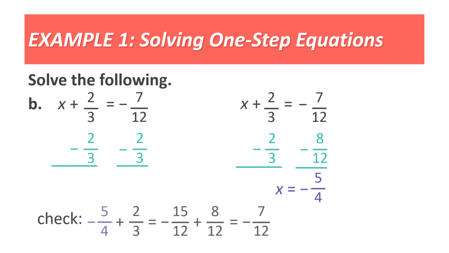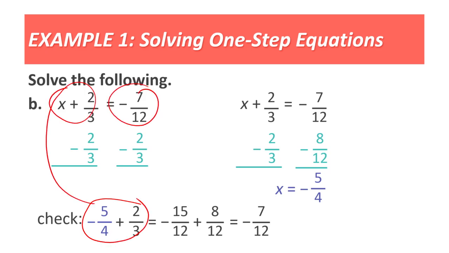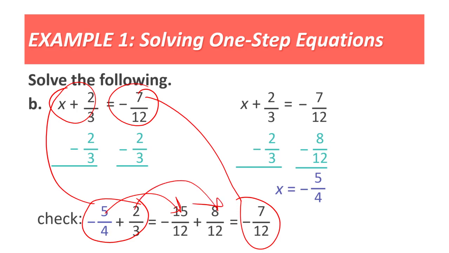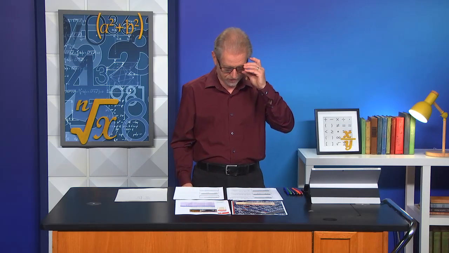Do the check. Is negative 5/4 plus 2/3 equal to negative 7/12? So here's what's up here, and there's our answer. We're seeing, is it equal to? Okay, well, the negative 5/4, that's negative 15/12. The 2/3, that's 8/12. Is negative 15 plus 8 negative 7? Yes. So that is a solution. It makes the equation true. And those are equivalent equations.